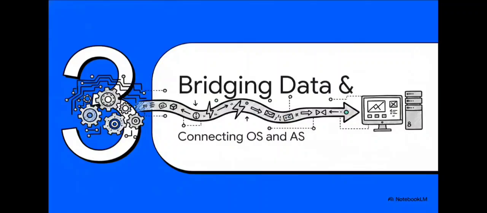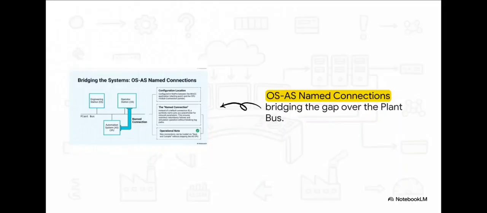Section 3. Bridging data and systems. Right, so now that our framework and folders are set up, we need to run the plumbing. We have to connect the automation system, the AS, directly to the operator station, the OS. And to do this reliably, rather than relying on clunky, brittle default connection IDs, we use what's called a named connection. This symbolic name bridges the OS and AS over the plant bus and acts as a stable placeholder.